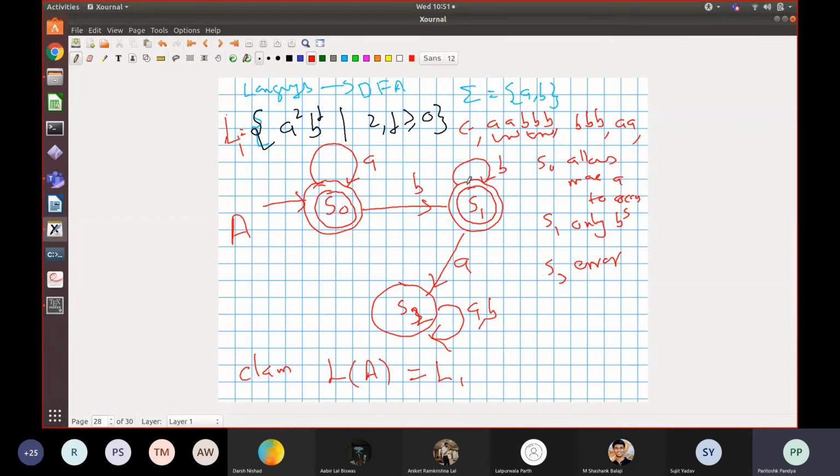After reaching S1, some B's can occur, right? Though all those words are still in the language, because you have had a sequence of A's followed by a sequence of B's. So this is also an accepting state. But after these B's, if an A occurs, then you are in trouble. And then you go to the reject state, which is a kind of sink state from which you can never recover, no matter what happens in future.